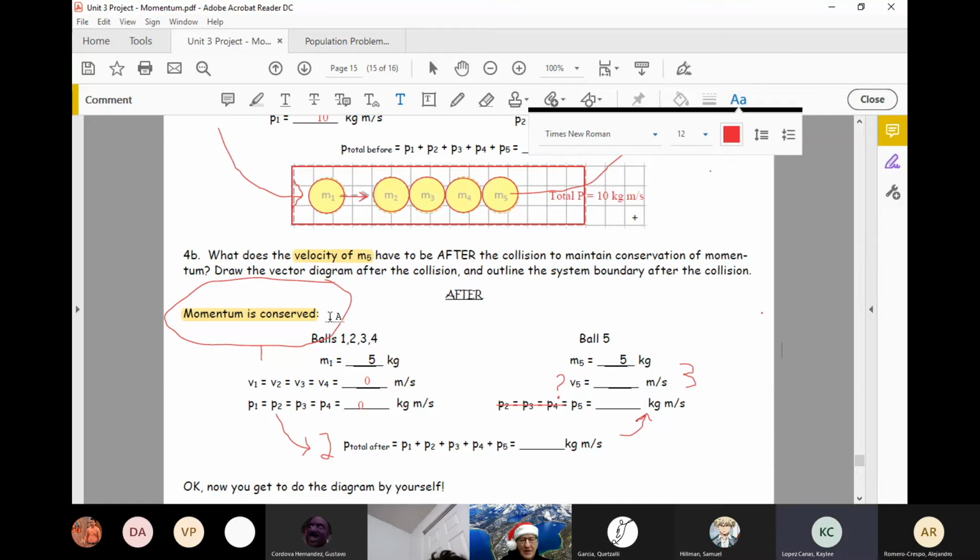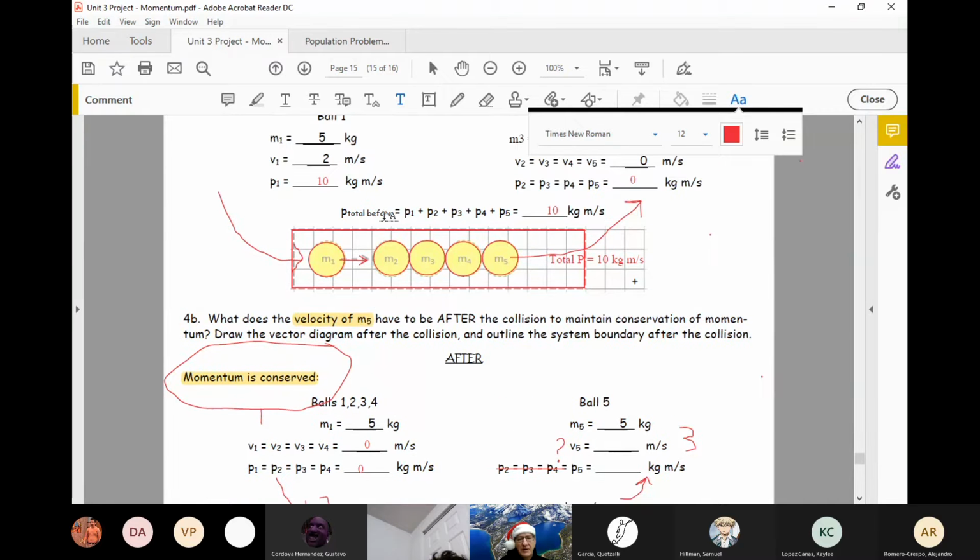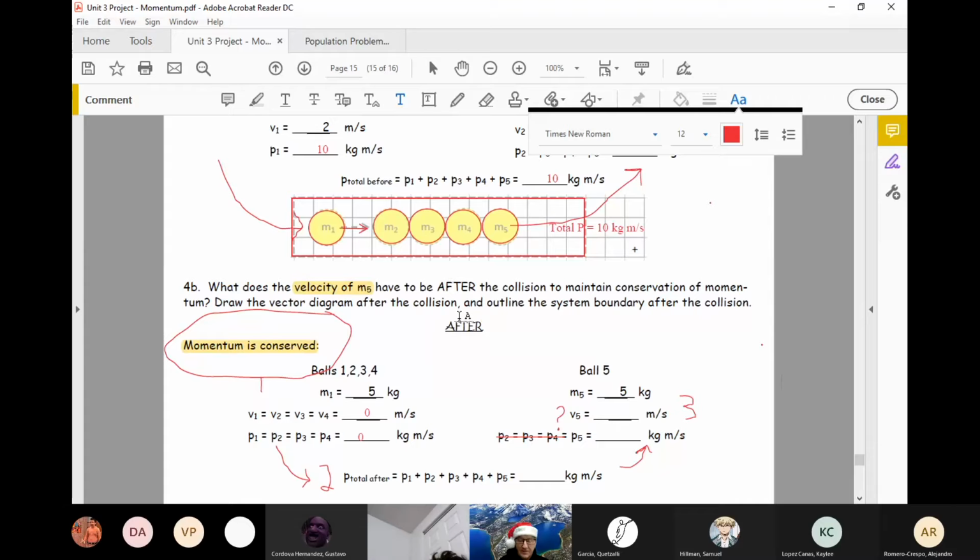Isn't it just 0 too? Not quite, because remember that the momentum before will equal the momentum after, the total momentum. All right, so let's look back up here. What was the total momentum before the collision? 10. Yeah. If momentum is conserved, and that's a law of the universe, so it is, if it's a perfect system at least, if the momentum before was 10, then the momentum after must also be 10. Right?